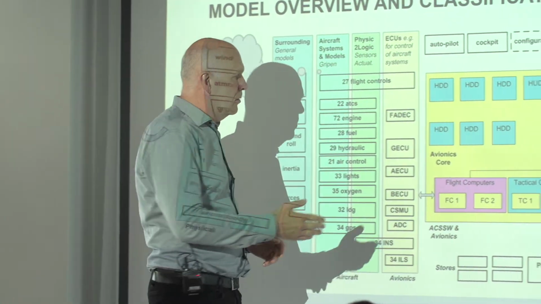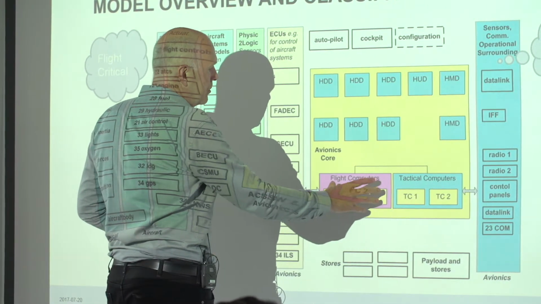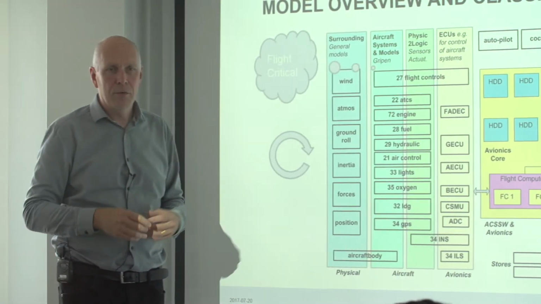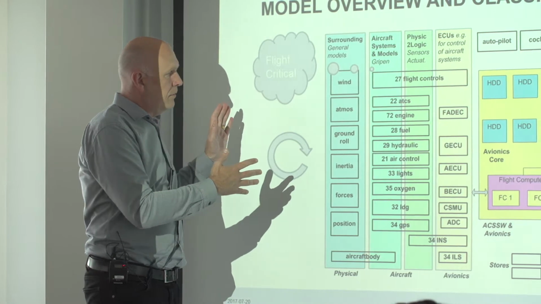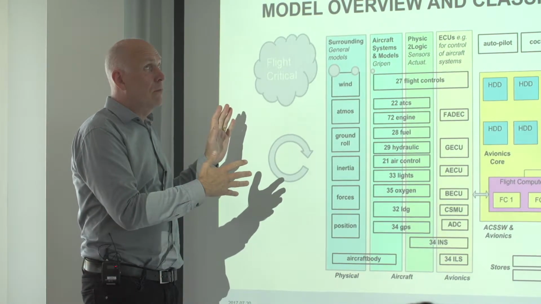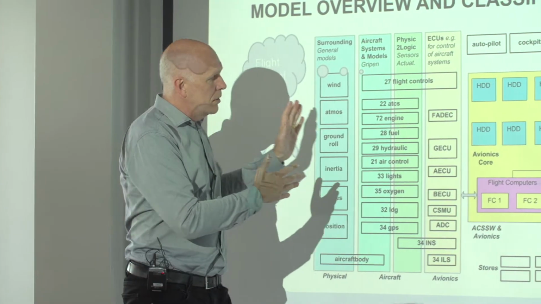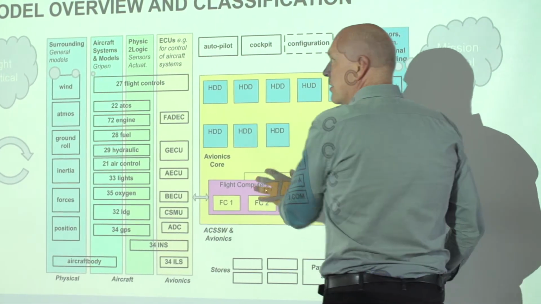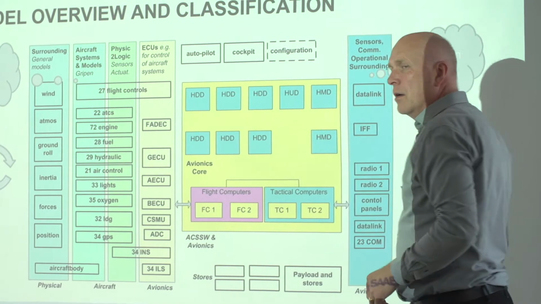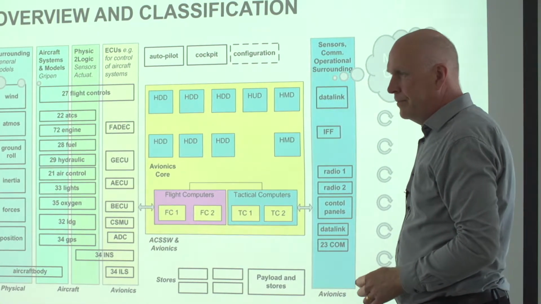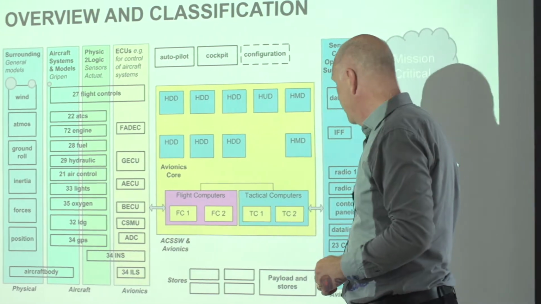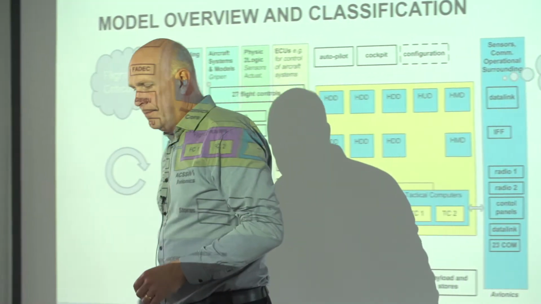And here we can also see that in the core we have also divided the computers into flight computers and tactical computers. So I talked about different processes. It goes all the way into here. So here is actually the line where we split the processes from critical and non-critical, or flight critical and mission critical.